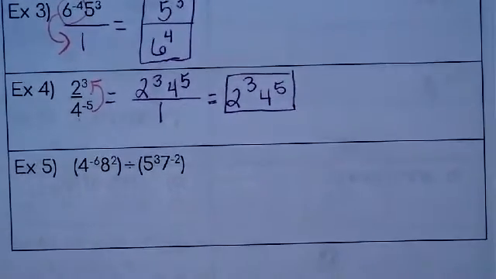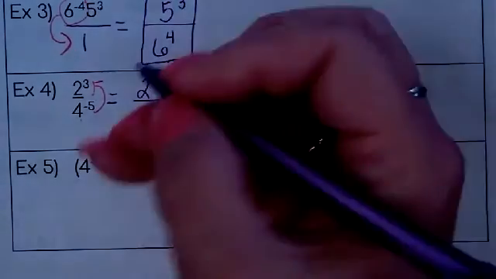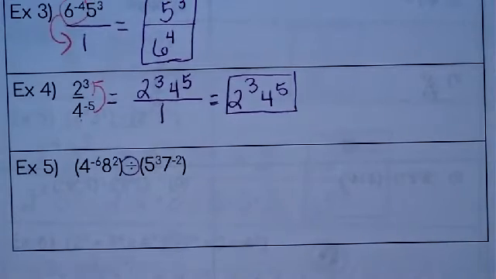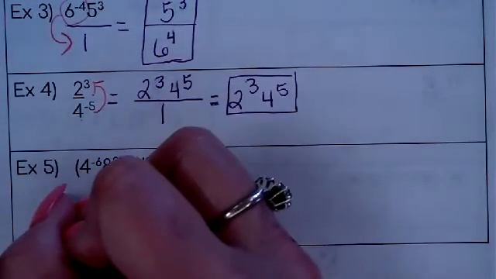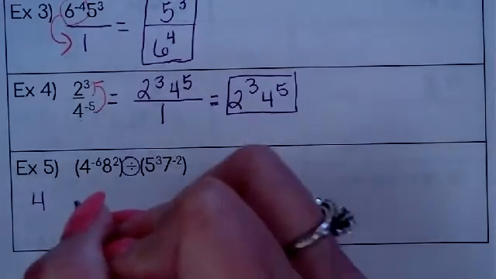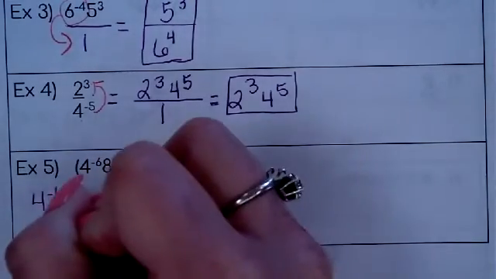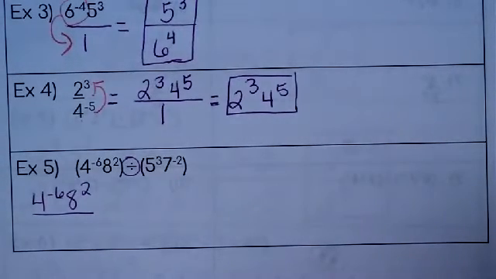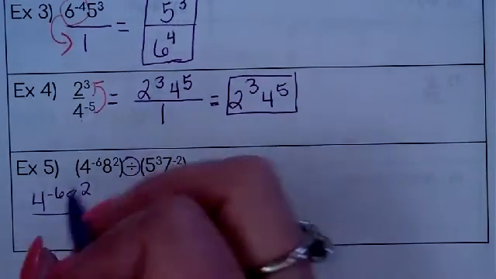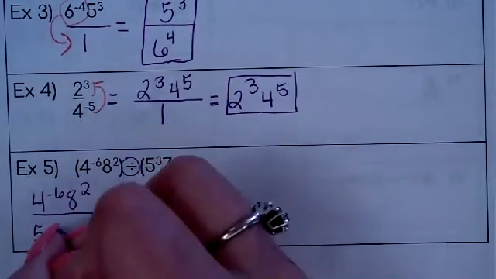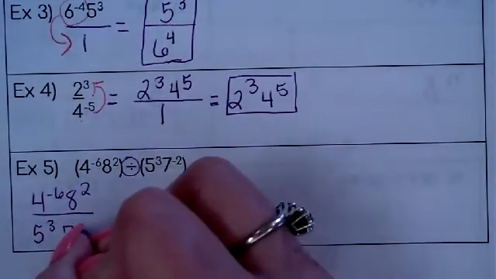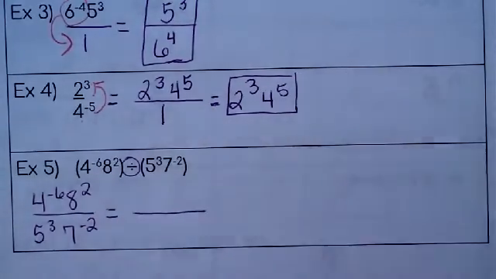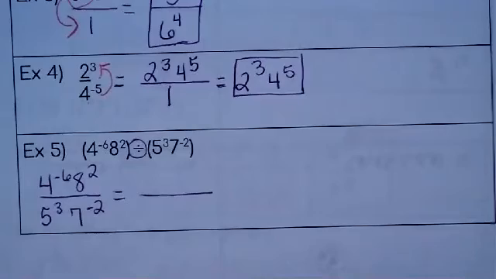Now, look at number 5. This is a little more challenging, but that's okay. I see 2 sets of parentheses, but what do I see right in the middle of those parentheses? I see a division symbol. So the first thing I need to do is rewrite everything to look like a fraction. So 4 to the negative 6, 8 to the 2nd power, all over 5 to the 3rd, 7 to the negative 2.